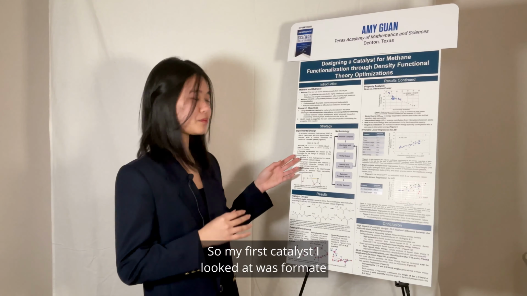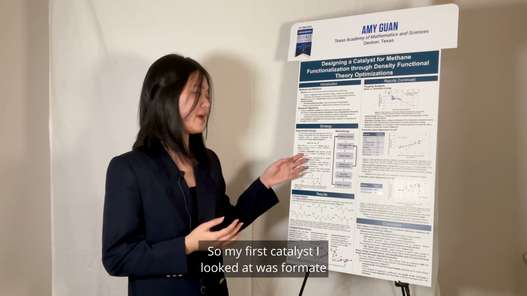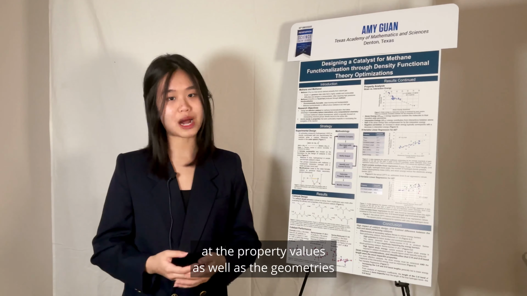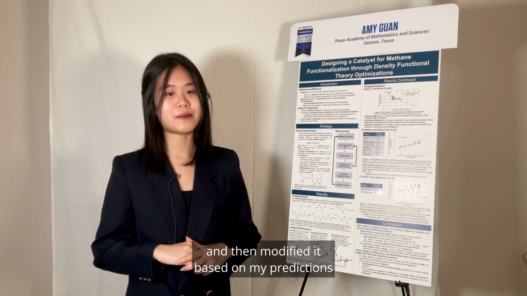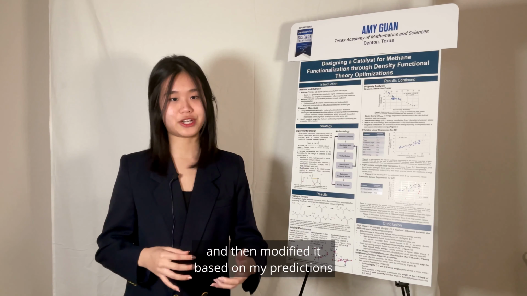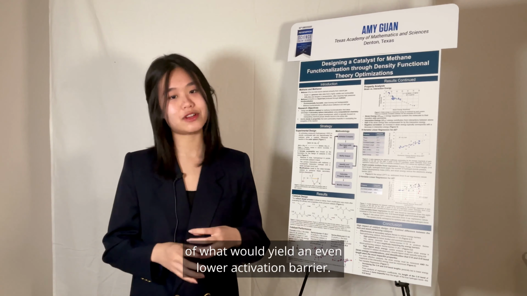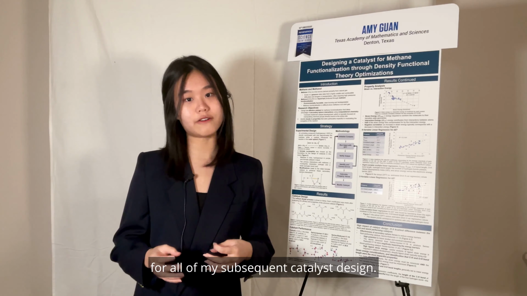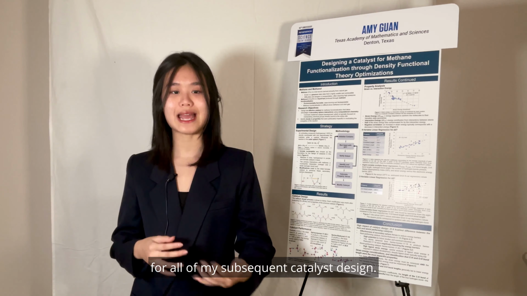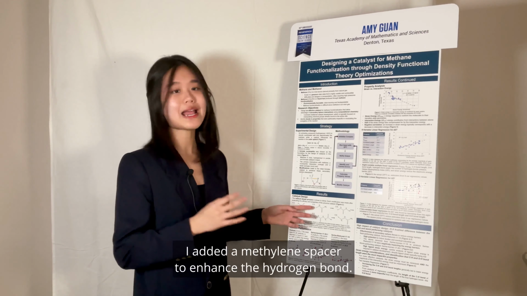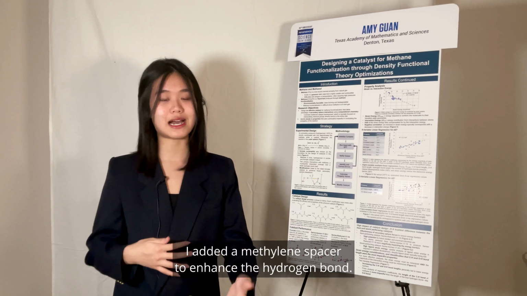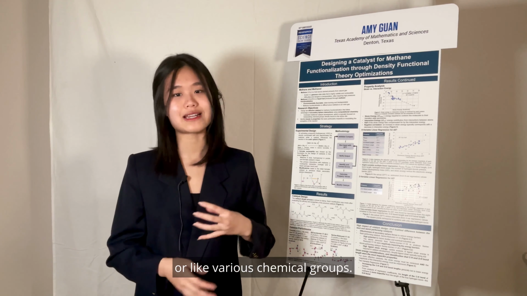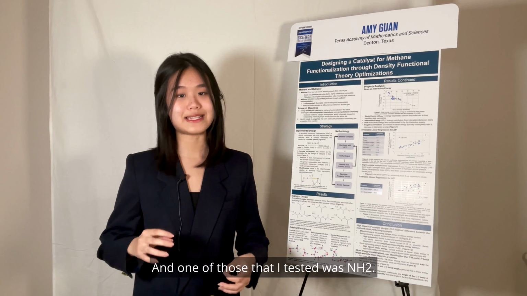My first catalyst that I looked at was formate, and this is a standard for all of the later catalysts. From this formate, I looked at the property values as well as the geometries, and then modified it based on my predictions of what would yield an even lower activation barrier. This was an iterative process that I used for all of my subsequent catalyst design. Starting with formate, I added a methylene spacer to enhance the hydrogen bond. After that, I tested various substituents, or various chemical groups, and one of those that I tested was NH2.